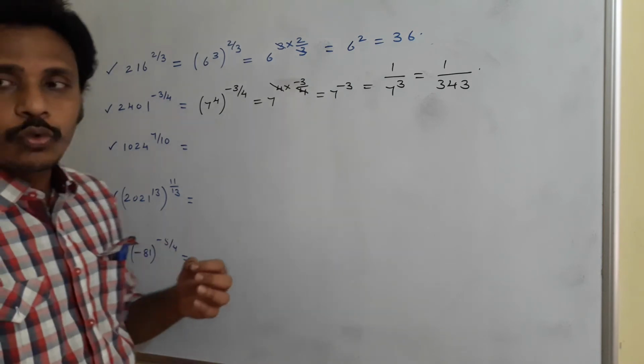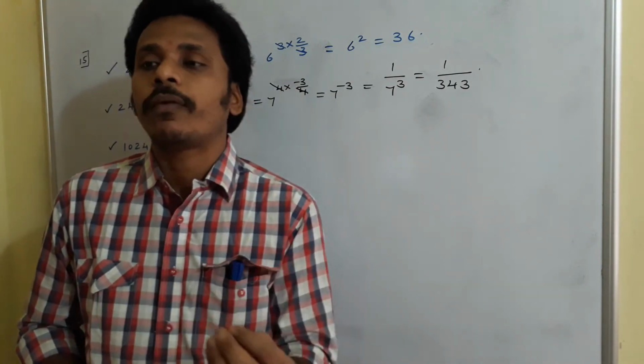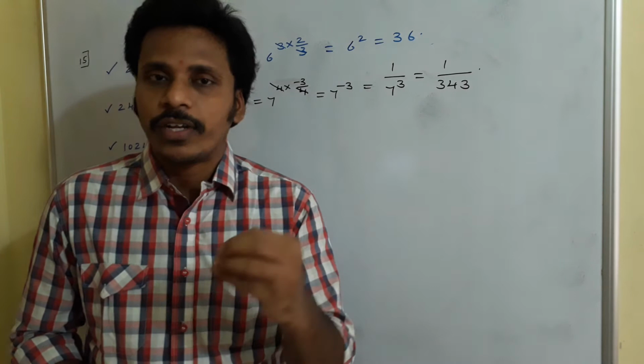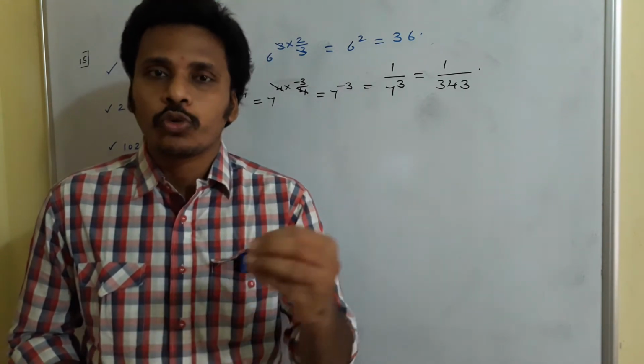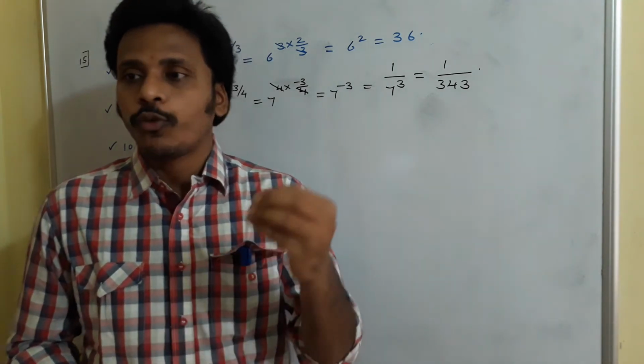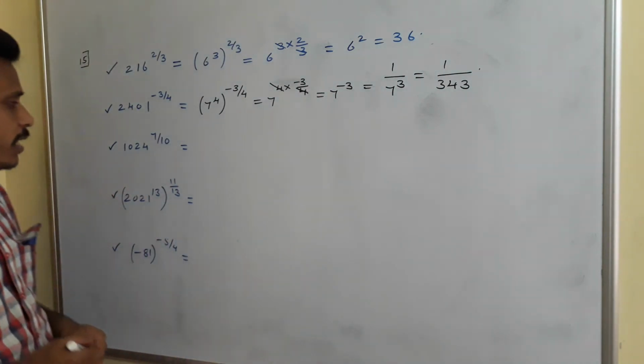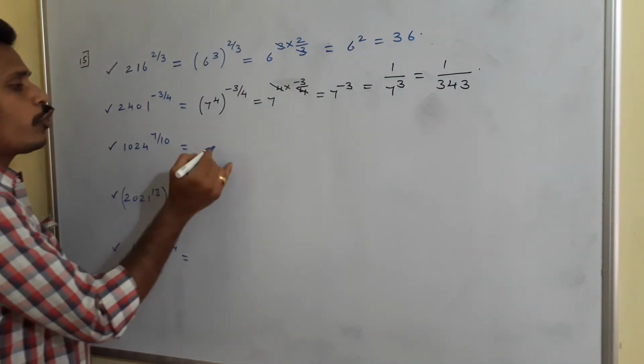For 2, at least you need to know the values up to 2 power 12. 2 power 10 is 1024, 2 power 11 is 2048, 2 power 12 is 4096. Like that, we need to memorize. And here, this 1024 is 2 power 10.